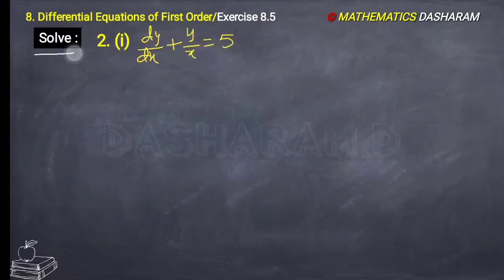Next we will solve the first question, dy/dx + y/x = 5.